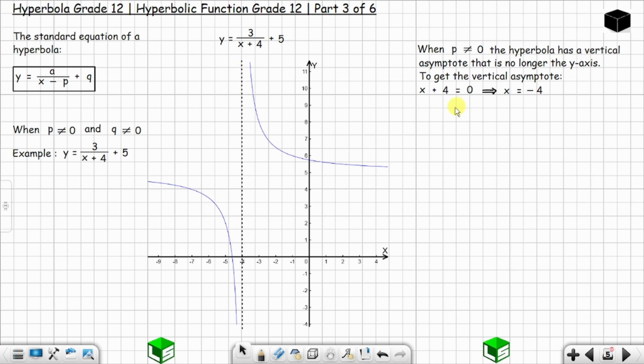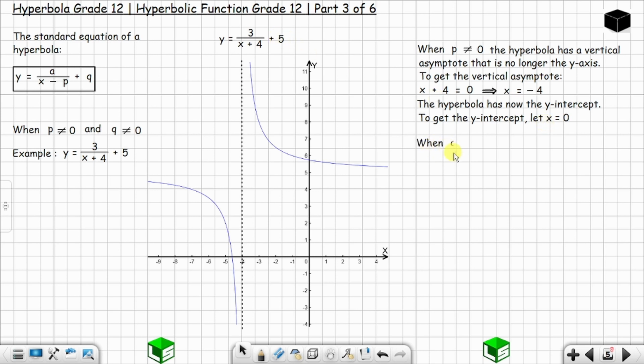Now you can see when the y-axis is no longer acting as the vertical asymptote, you now have the hyperbola cutting the y-axis at that point. So the hyperbola has got now the y-intercept. To get the y-intercept, you know this, you let x equal to 0. What about the value of q?